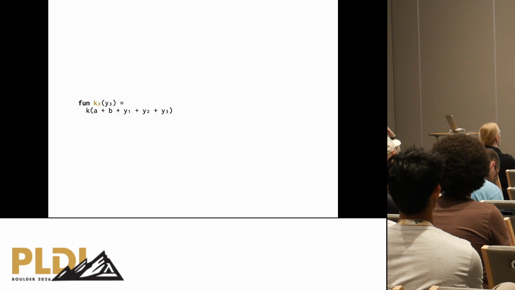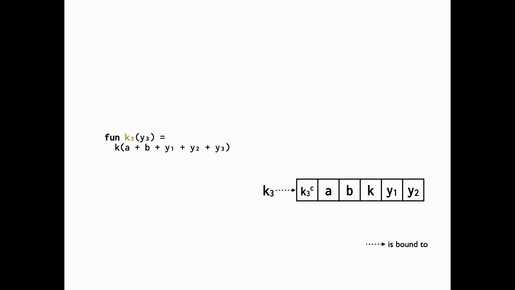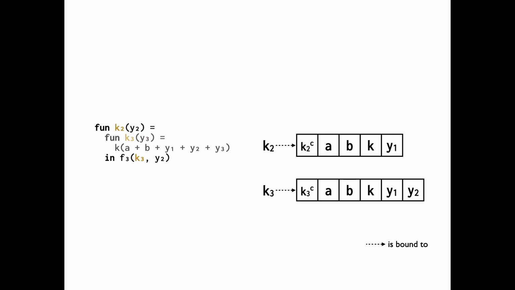Consider this function. I'm going to use ML-like syntax for this talk. It closes over, in fact, 5 variables. Together with the code pointer itself, which I'm going to indicate with the superscript C, K3's closure is represented by the 6-tuple. Now, K3 is defined in the body of another function K2, which inherits all of these free variables, except for Y2, which is bound by K2. Its closure is represented by this 5-tuple.